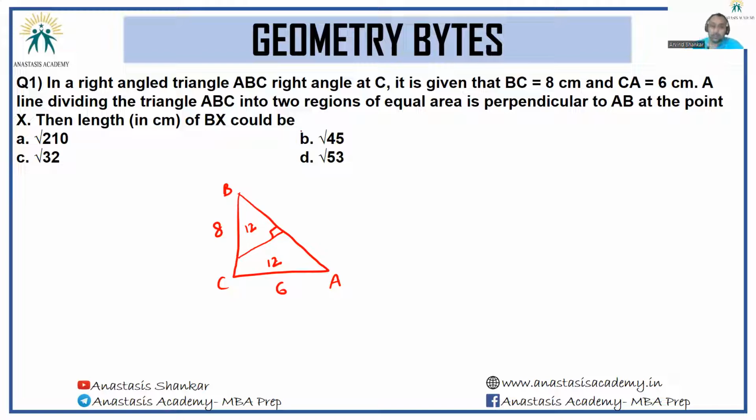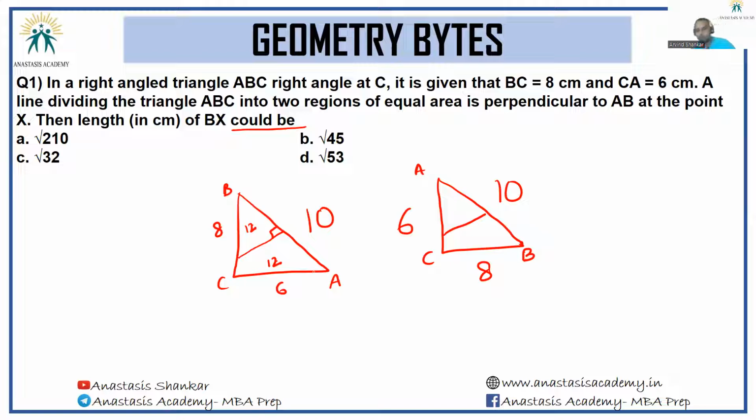The interesting thing here is the question says could be, does not say is, could be, because we could also have a shape like this. Let's say A, C, B. Now this is 6, this is 8, this is of course 10. You could have a shape like this also where this point is X. So I have to take care of both these cases and then arrive at the answer. This is also 12, this is also 12. Let me first work with the second case.